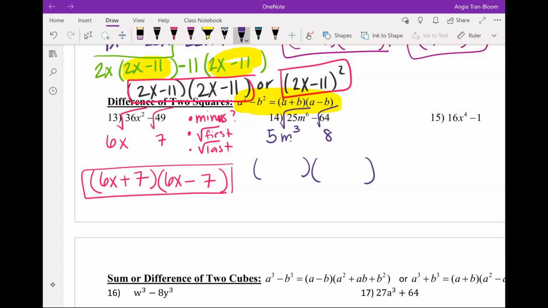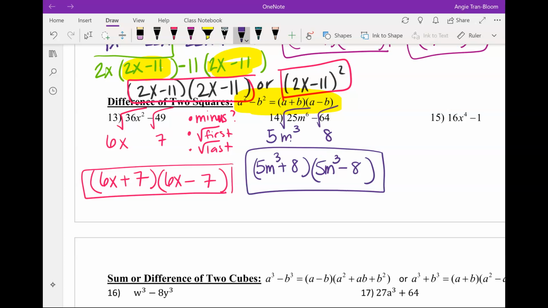Yep, make 2 quantities. One will have a plus and one will have a minus. What goes in both of those? What goes first? 5m to the 3rd plus 8 times 5m to the 3rd, what? Minus 8.